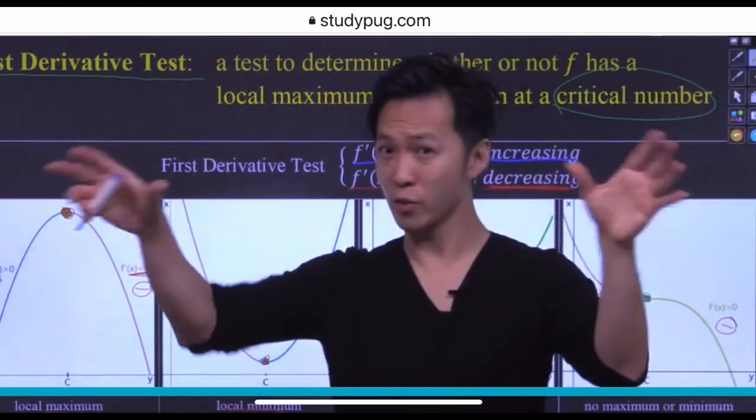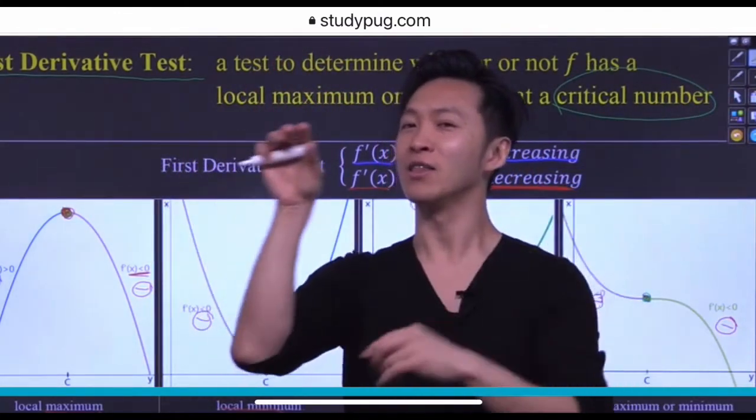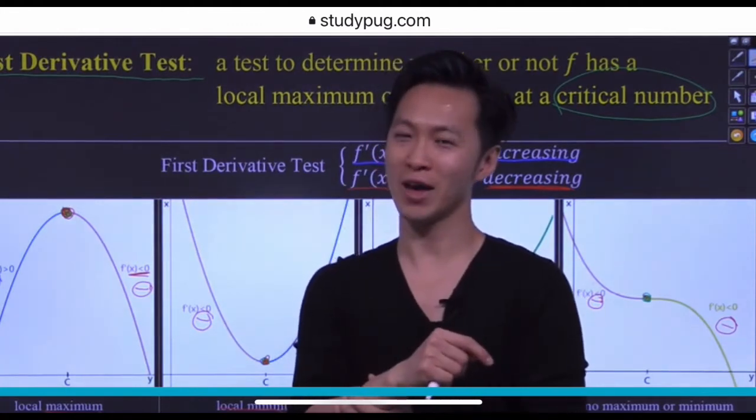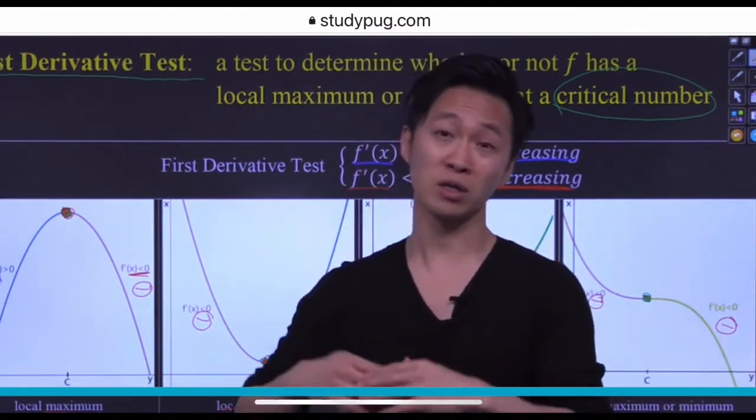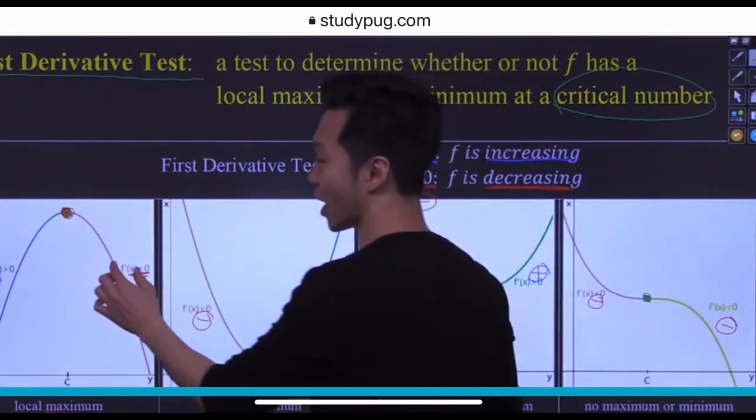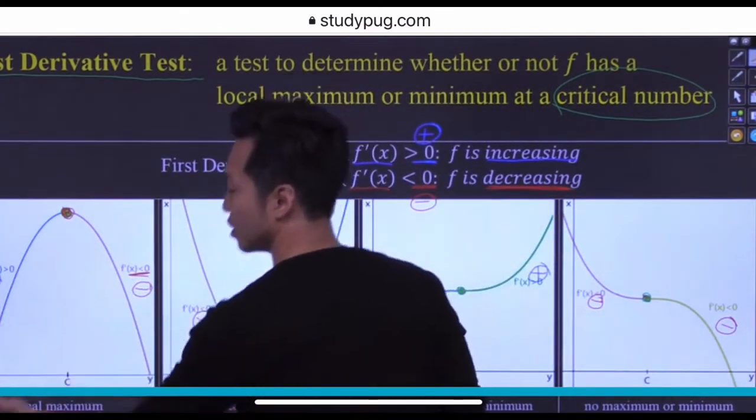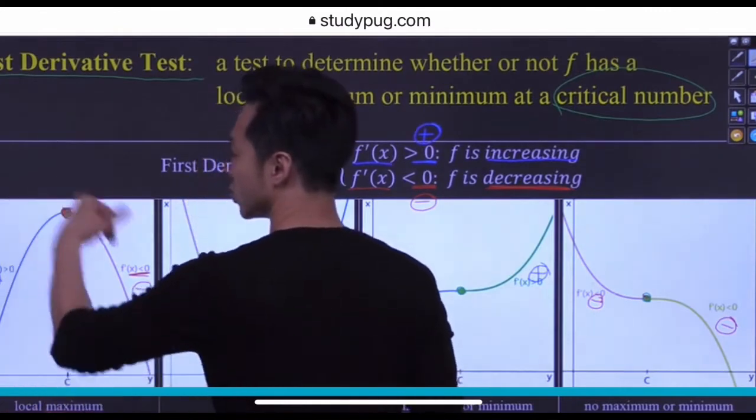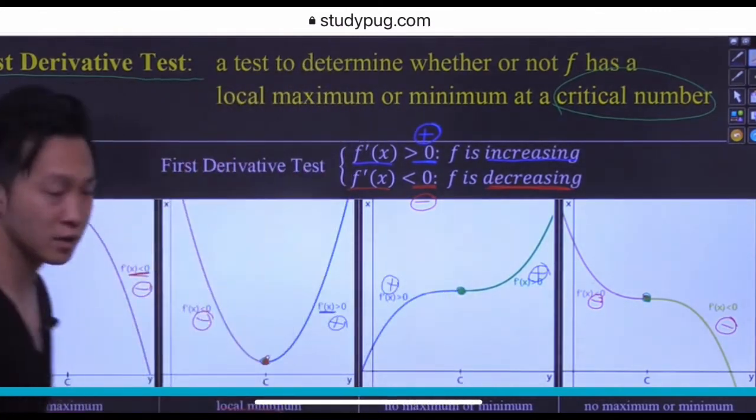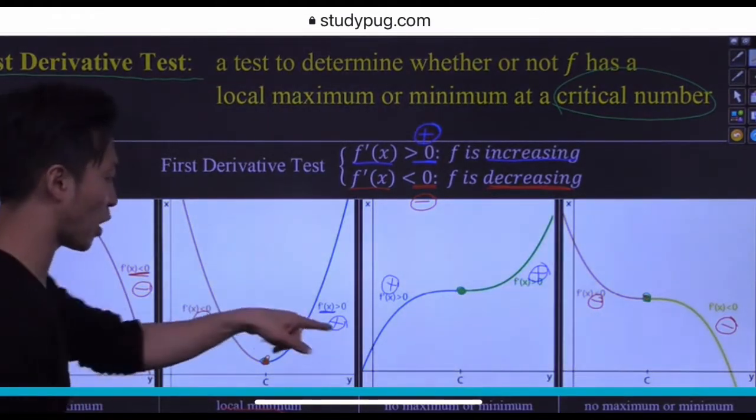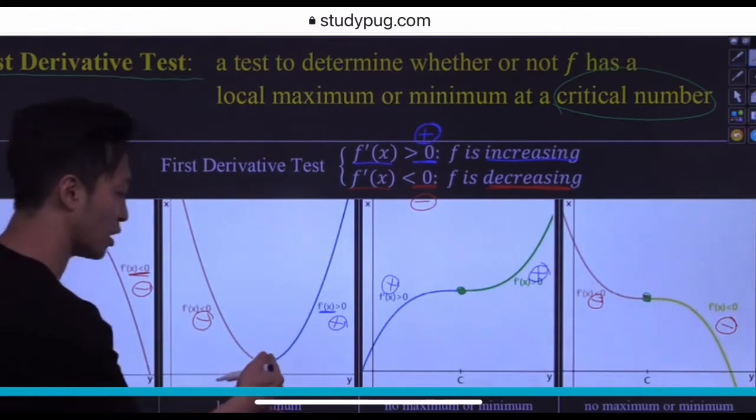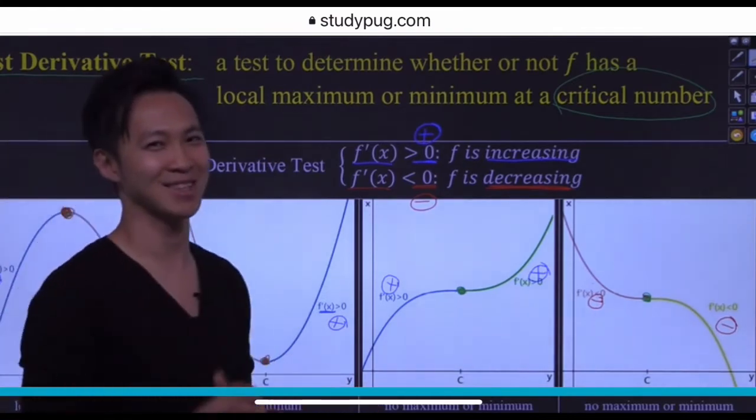Whenever the first derivative changes sign, then the critical point will give us a local extrema. Okay? Now, what kind of local extrema? Whether it's local maximum or local minimum, depends on this, right? So if the sign goes from positive to negative, if the graph goes from increasing to decreasing, then we have a local maximum, right? Now, if the sign goes from negative to positive, if the graph goes from decreasing to increasing, then we have a local minimum. That's it.